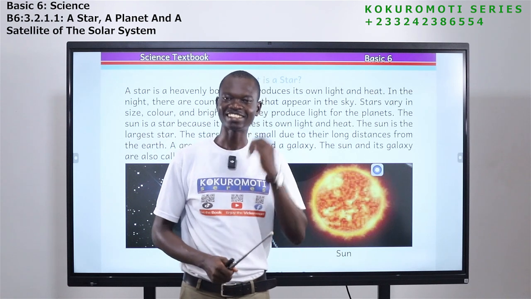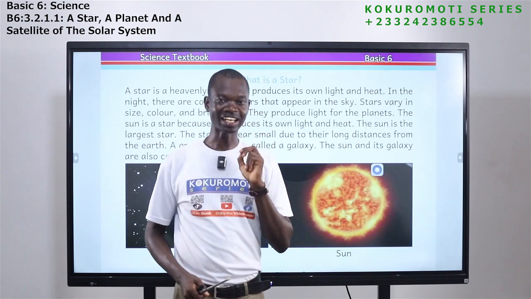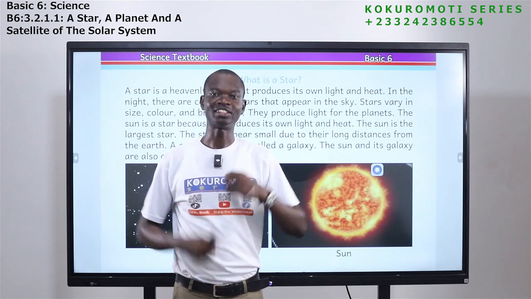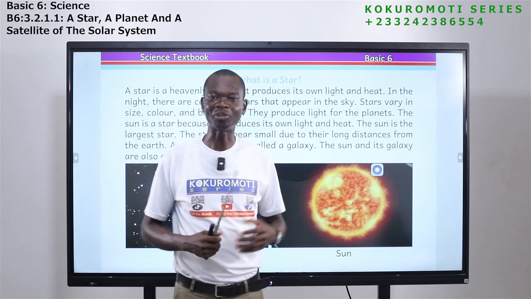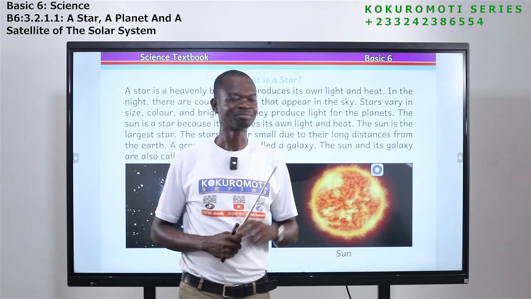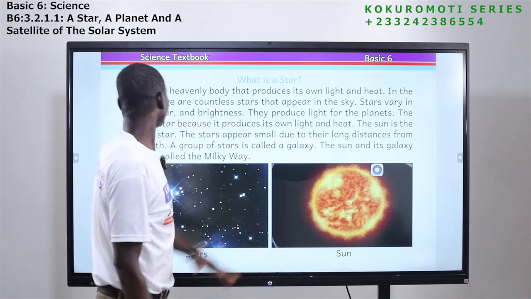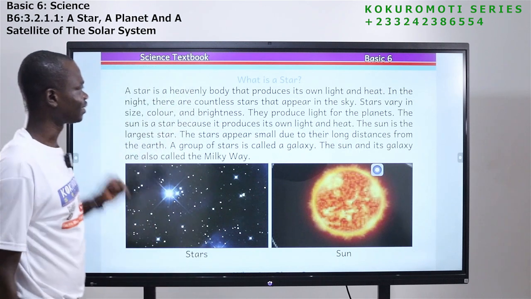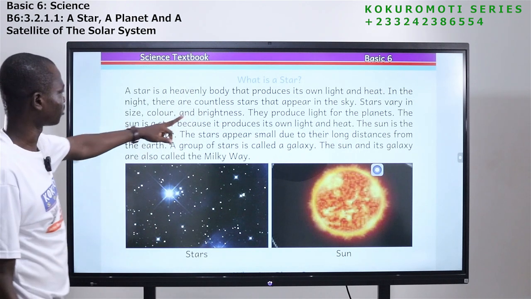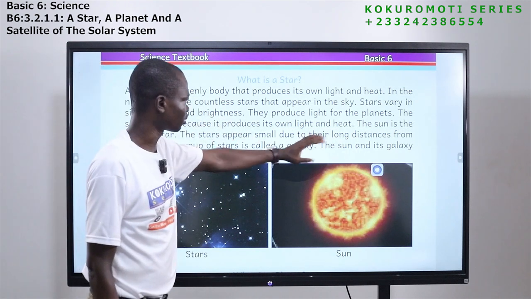So listen, stars, there are 2 things that they are able to do. 1, they produce their own light. 2, they produce their own heat. Now, let's continue. In the night, there are countless stars that appear in the sky. Stars vary in size, color, and brightness. They produce light for the planets.